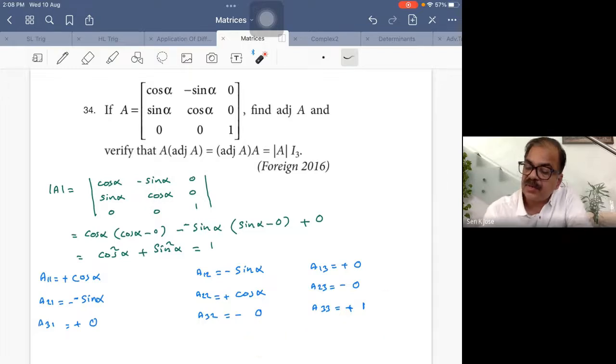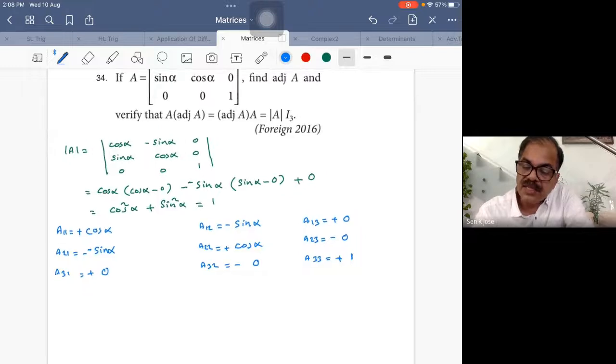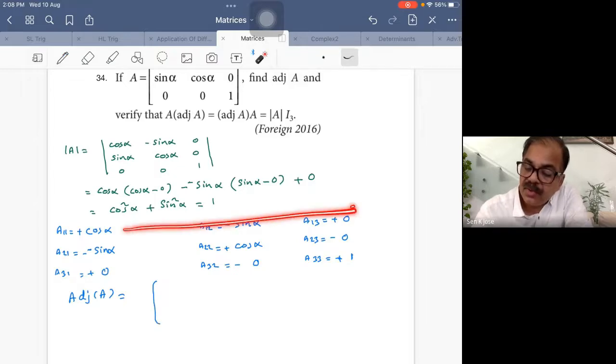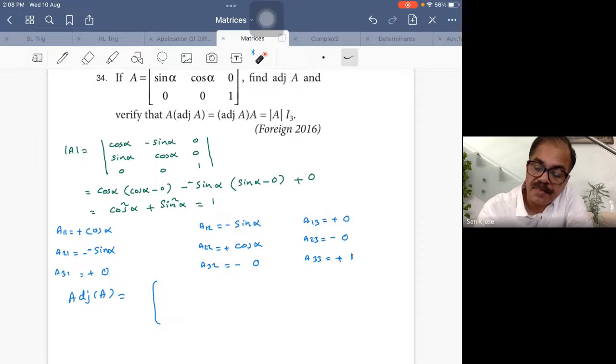That's what I wrote there. Okay, A33 is 1. So I have all the cofactors done, so I can write the adjoint of A. Therefore, the adjoint of A will be the transpose of the cofactor. Read the row, write as the column. Read the first row and write as the column.